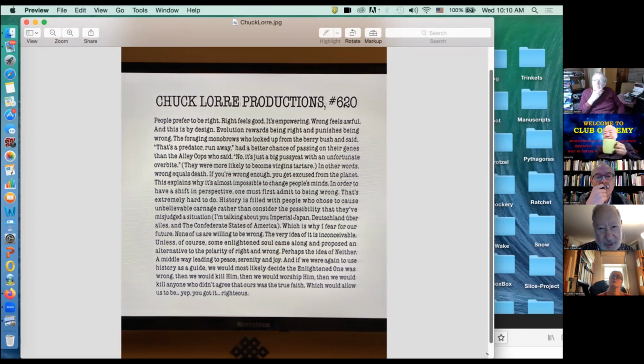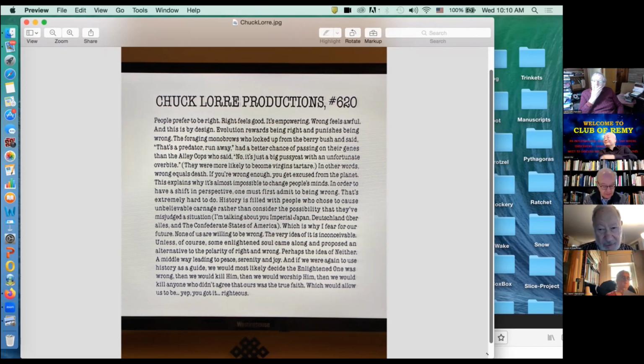That explains why it's almost impossible to change people's minds. In order to have a shift in perspective, one must first admit to being wrong. That's extremely hard to do. History is filled with people who chose to cause unbelievable carnage rather than consider the possibility that they've misjudged a situation. I'm talking about you, Imperial Japan, Deutschland über alles, and the Confederate States of America, which is why I fear for our future. None of us are willing to be wrong.